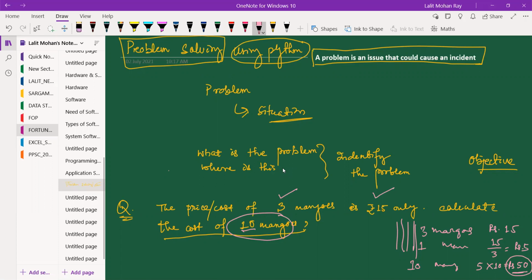Then we are doing some exercise on that alternative. That means action has been taken, and we get this result, and we check whether this result is correct or not. If 10 mangoes is 50 rupees, then 1 mango is 5 rupees. Yes, 3 mangoes is 15 rupees. Yes, it is correct. That means we have backtracked it. We look back to the question to check whether our result is correct or not.